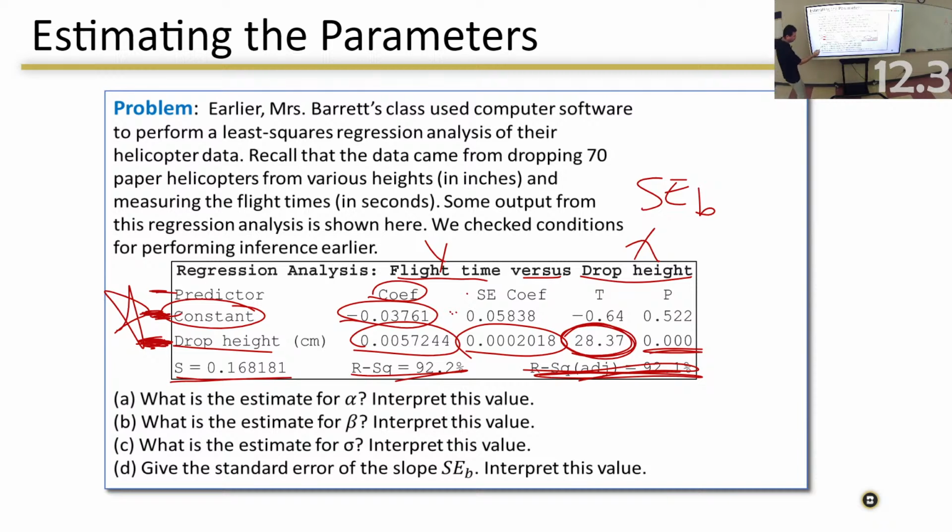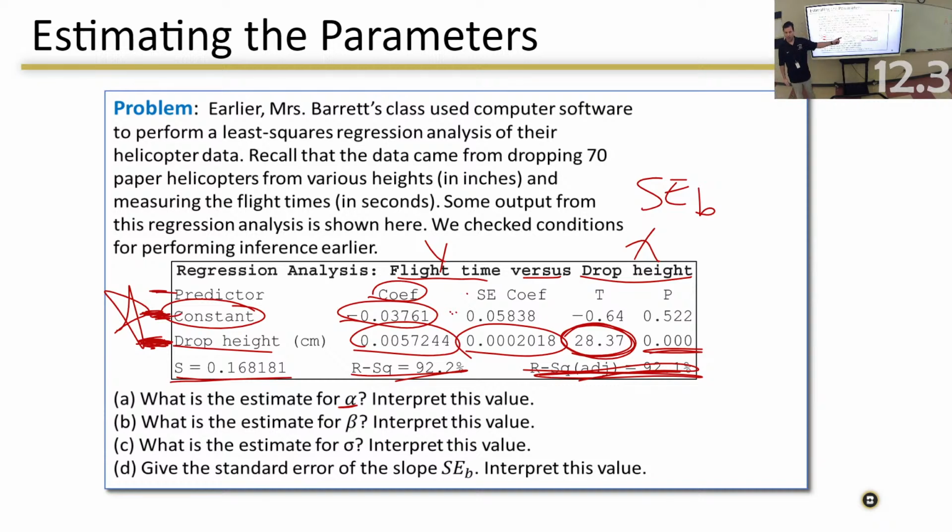Their question is, what is the estimate for alpha? Interpret that value. All right, so alpha is always the y-intercept. Beta is always the slope. I don't know how you want to remember that, but alpha is the y-intercept, beta is the slope. So that estimate is negative 0.03761 for this particular question, okay? I should have put this on your notes, but again, we'll live and learn.